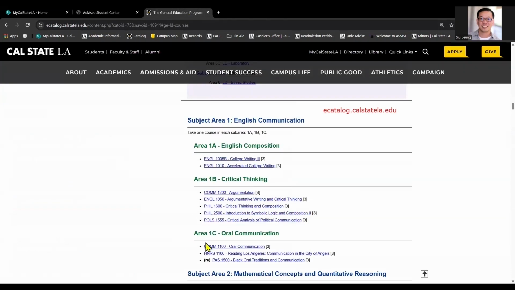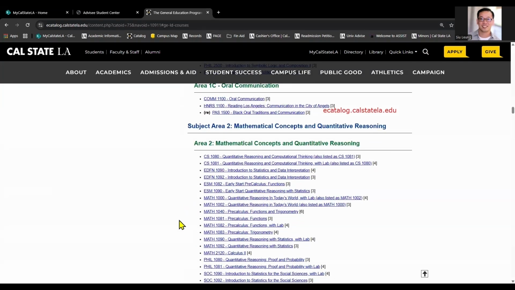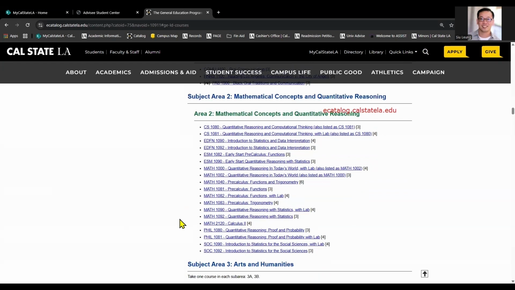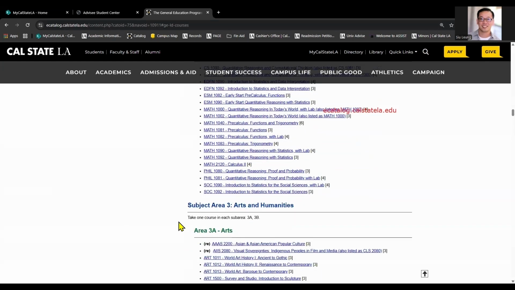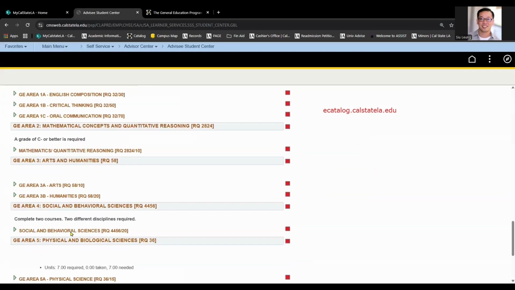And then, of course, you have the 1C, oral communication, your math. Your advisor will tell you what math to take. Based on your major, we want you taking certain maths. So you guys should hopefully be in your math course this semester if you are a freshman. Remember, if you're a transfer student, you probably already took that at your community college, so don't worry about that. I'm just showing you guys how to look up what these codes mean, right?